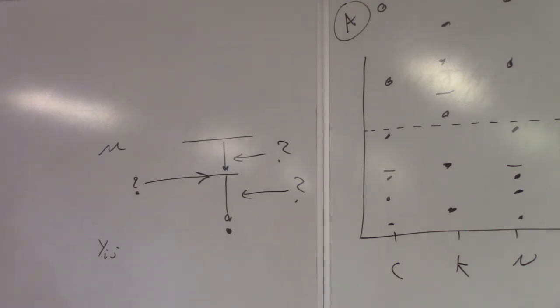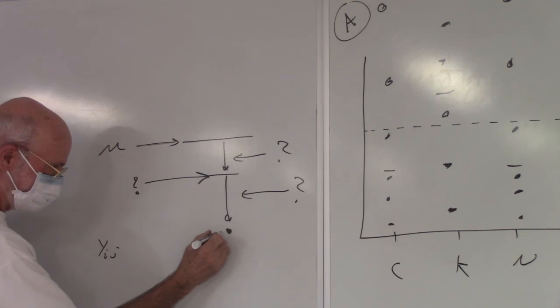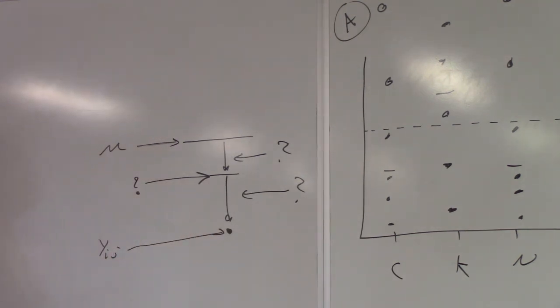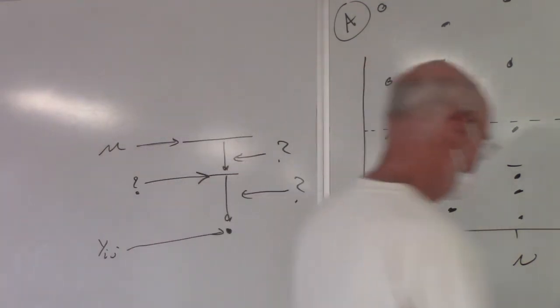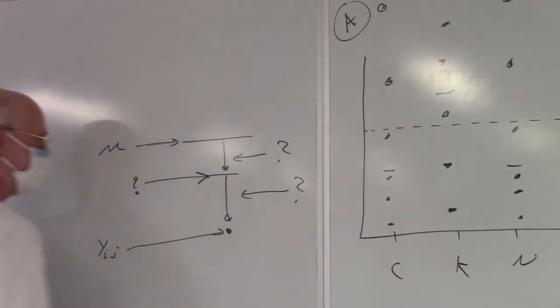Here's our mean, right there. There's our mean. There's our individual observation, right there. What's that thing? We've got our individual observation, and we've got our mean. What's left? Treatment effect and the error. Yeah, the treatment effect and the error. Okay?